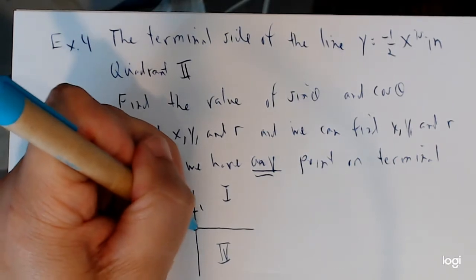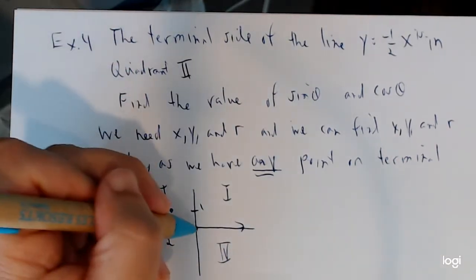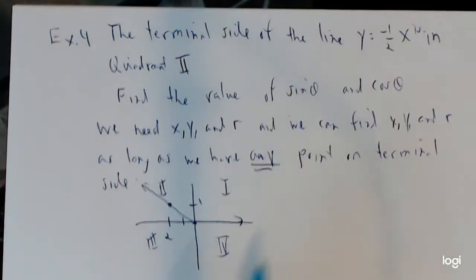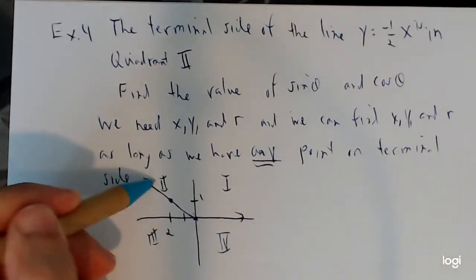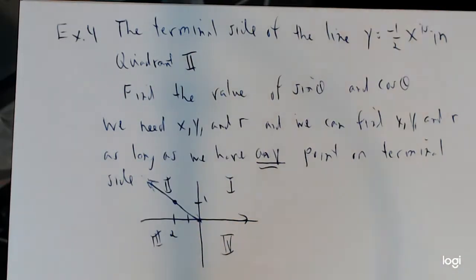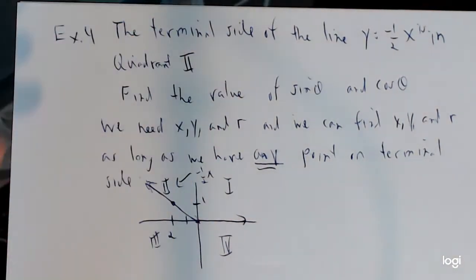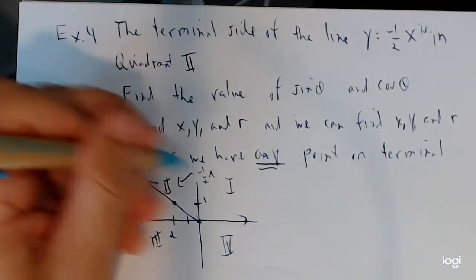So it's kind of like, if I were to draw this out, the whole line is this negative 1/2 x. But why did I only take the upper part? It's because I'm being told it's in quadrant 2. So we know that the equation of that line is what? Negative 1/2 x.